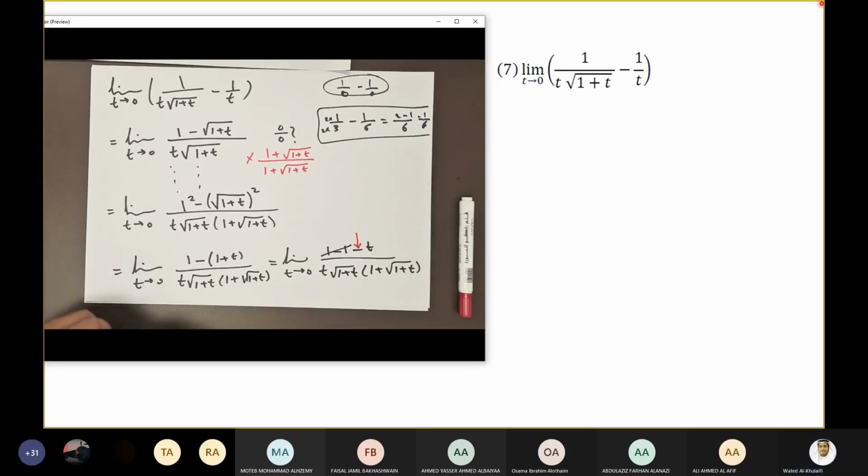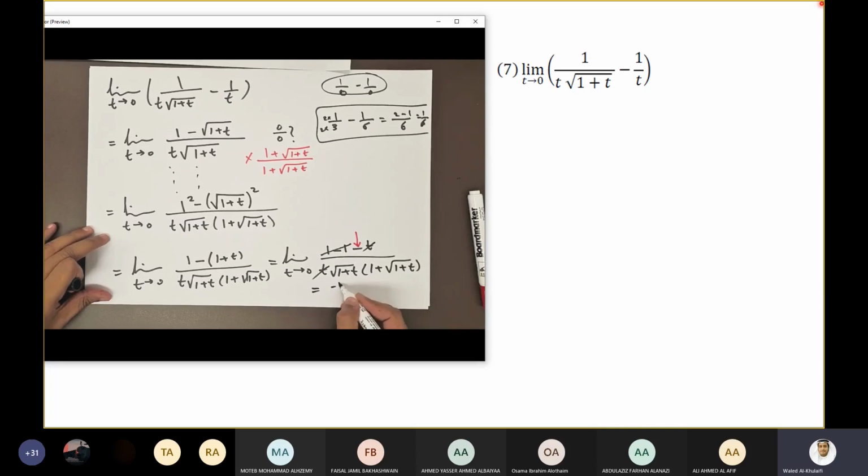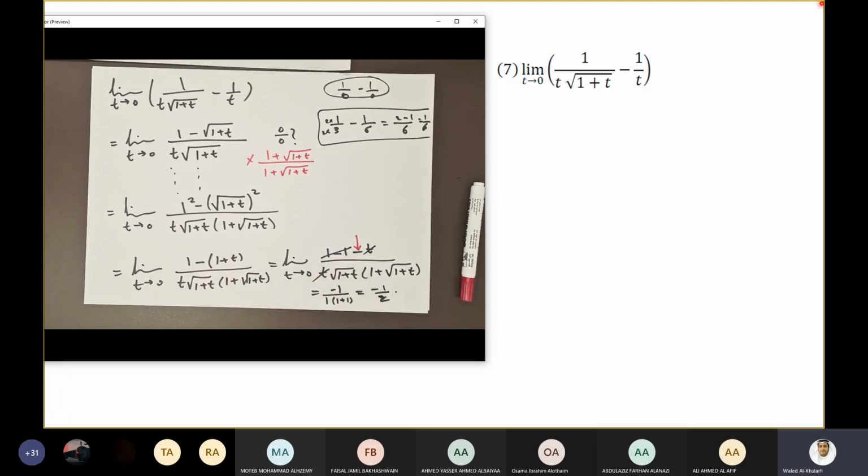The t will cancel with this one, and the result will be negative 1 over 1 times 1 plus 1, so it will be negative 1 over 2. Negative 1 over 2. Fine. So please be careful when you have the root after the negative. Be careful, everything will change on the negative side.